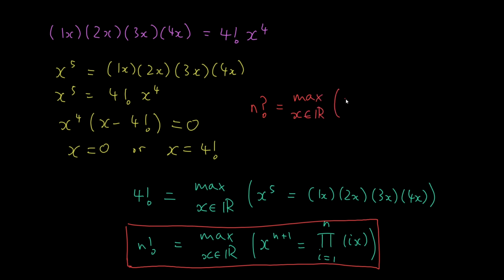The left-hand side of our equation remains exactly the same. The right-hand side still involves a product from i equals 1 through to n. But this time, instead of just writing ix here in the brackets, we'll put ix minus (-1) to the power of i. Just like that.